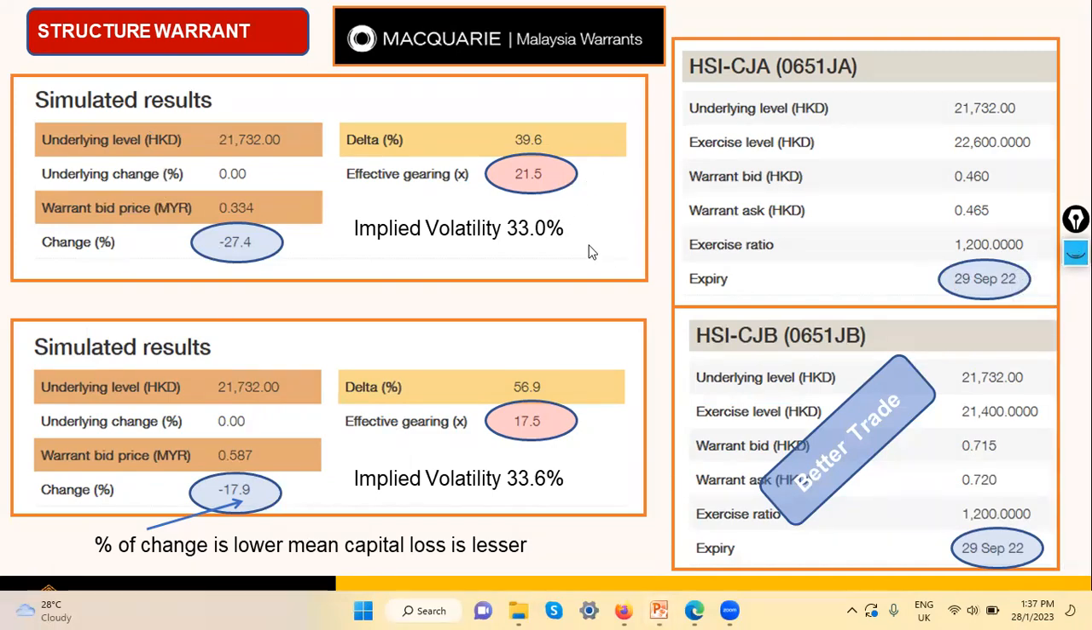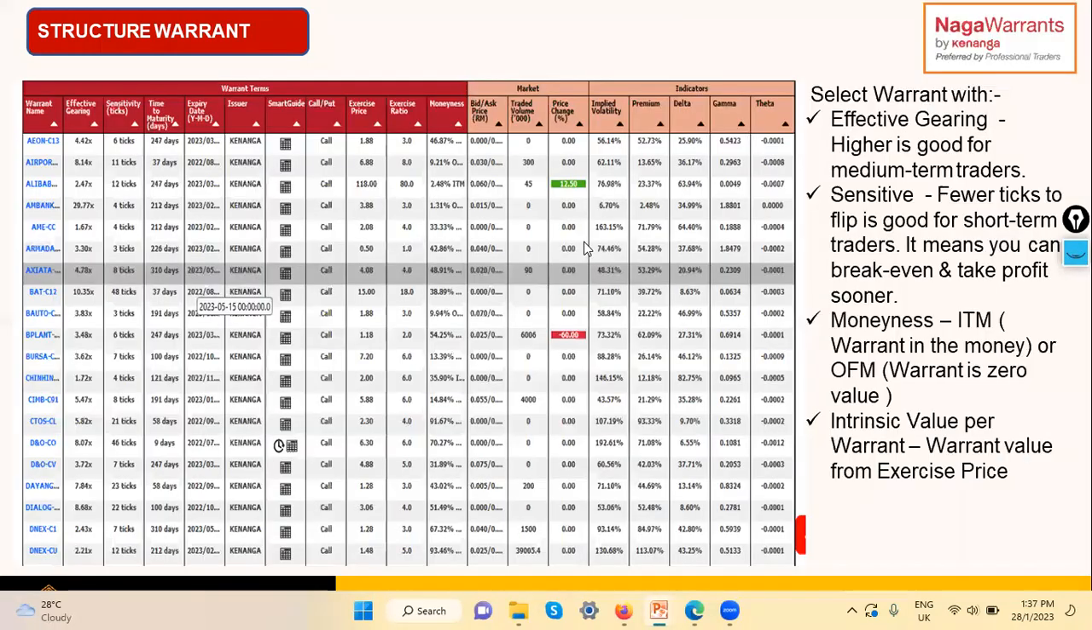Then we need to judge which one to follow. Okay, so besides Macquarie, we also have Naga Warrant, which also gives us very good data analysis: the background, sensitiveness, and intrinsic value. But what kind of structured warrant should we trade?